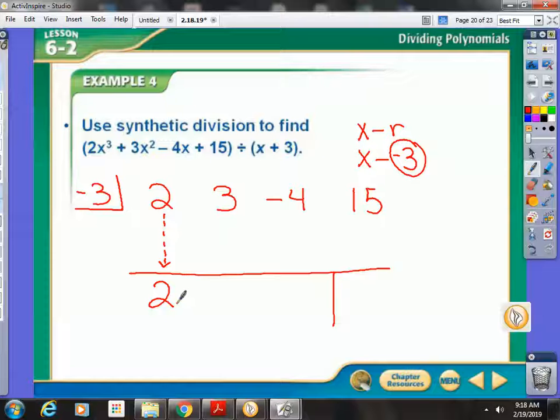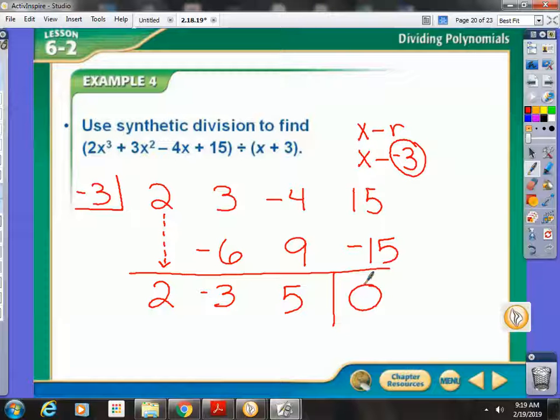After we bring down the 2, we're going to multiply 2 times negative 3, which is negative 6. Now that I have a number here in the middle, I can add 3 plus negative 6, or 3 minus 6, is negative 3. And then we'll multiply. Negative 3 times negative 3 is 9. Negative 4 plus 9 is 5. Then we multiply. 5 times negative 3, negative 15. And then we add. 15 minus 15 is 0.